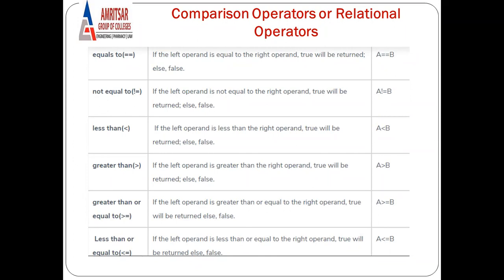In greater than or equal to, it will check if A is higher than B and also check if A is equal to B. If A is equal to B, then it returns true. If A is greater than B, it also returns true. But if A is smaller than B, it returns false. And similarly, in less than or equal to, it checks if A is less than B and also checks if A equals B.